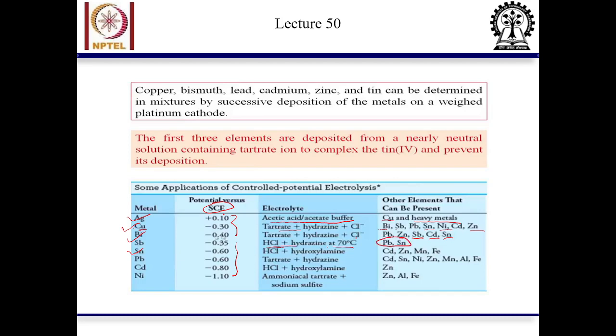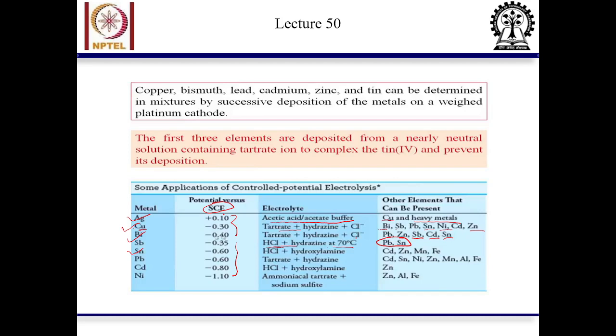So first you identify what elements are there. Then you have to choose which ion you are going to deposit. Then, based on that, you use the electrolyte and deposit that metal selectively. That is the important thing here.